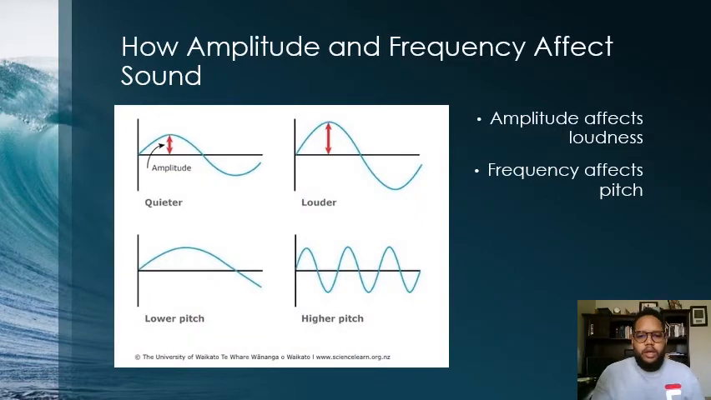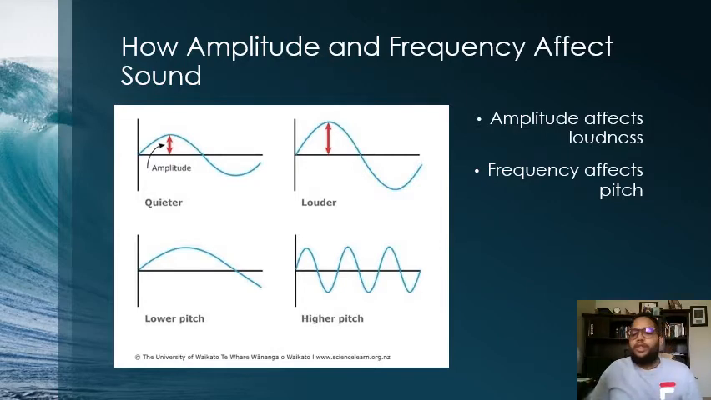Amplitude and frequency and what they have to do with loudness and pitch. Now, I don't know if you've ever recorded yourself or seen somebody recording and you see the bars jumping up and down. Those bars actually represent the amplitude. And so when the bars are low, when it's a low amplitude, it's a quieter sound. When the bars jump up high, that means it's a louder sound.